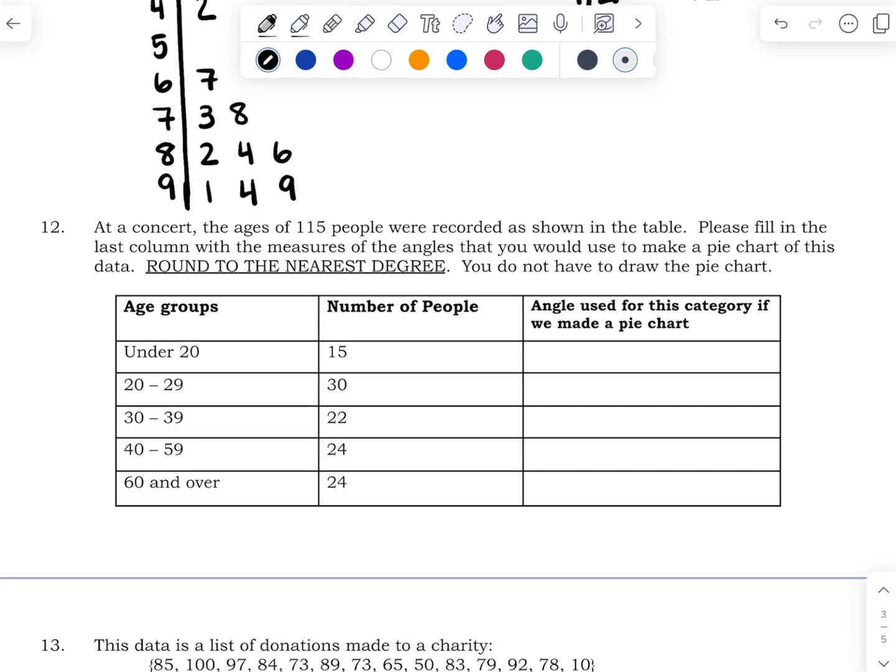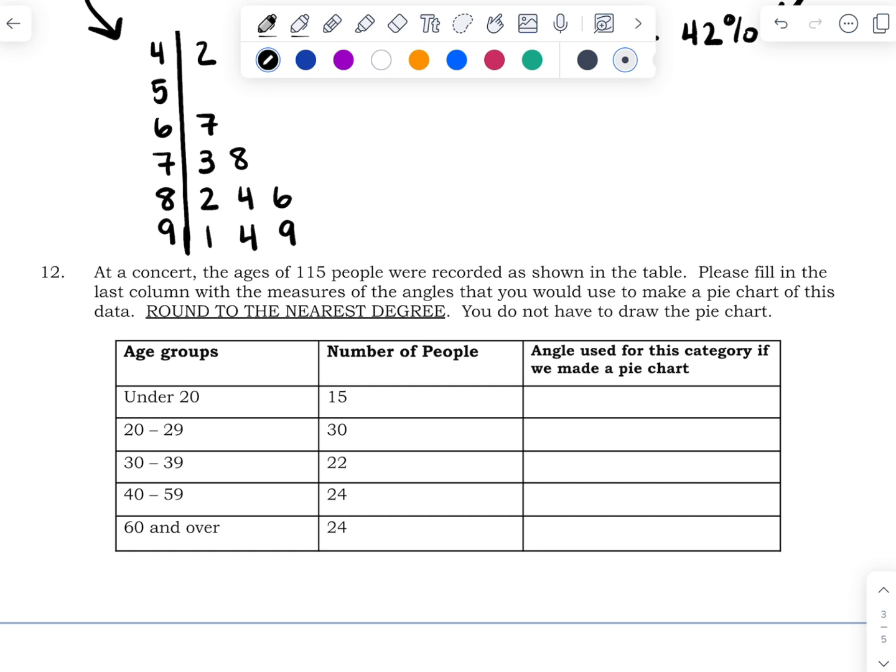All right, at a concert, the ages of 115 people were recorded as shown in the table. Please fill in the last column with the measures of the angles. This is really important, the angles that you'd use, and we're going to round to the nearest degree. Remember that in order to figure out an angle in your pie chart, you need to take whatever percentage that data is and multiply it by 360 degrees. So it's really a little bit of unit conversion.